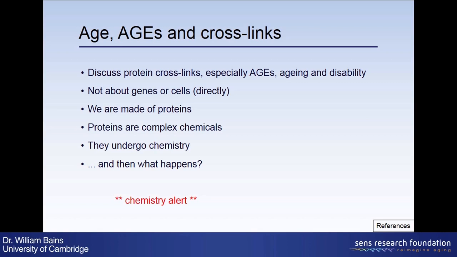We're going to cover protein cross-links, particularly advanced glycation end products, these things called AGEs, and their relationship to aging and disability. This isn't about genes and about cells, so it's a bit unusual for a biology talk. However, it's important because we're made of proteins. Most of what we are is protein, and so the chemistry of those proteins is important. Proteins are very complicated chemicals, and so their chemistry is very complex. So the question is, when they do this chemistry, what happens next?